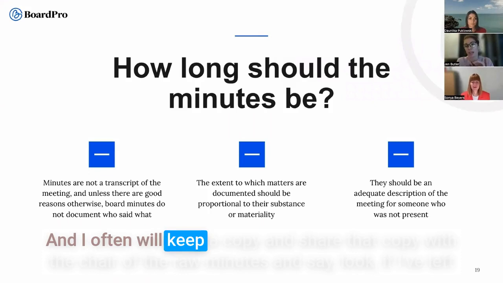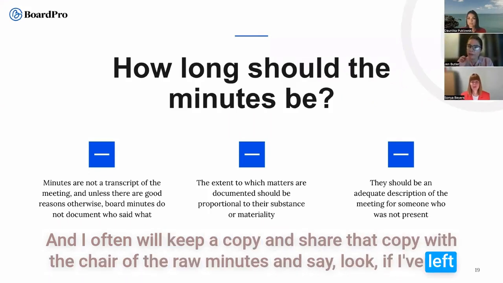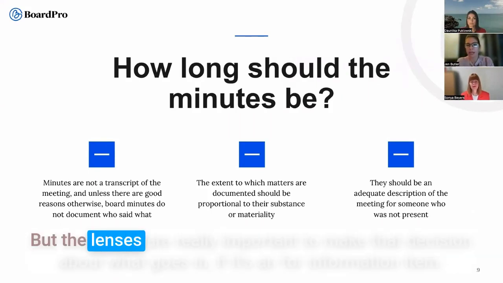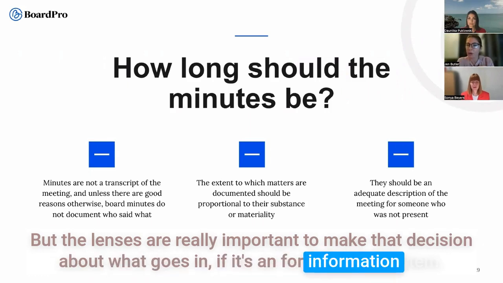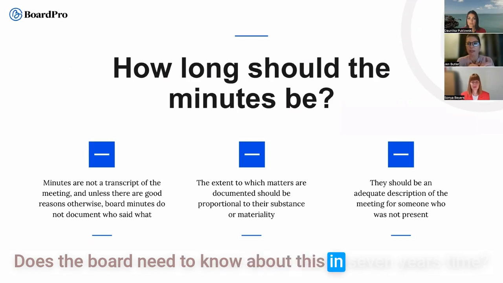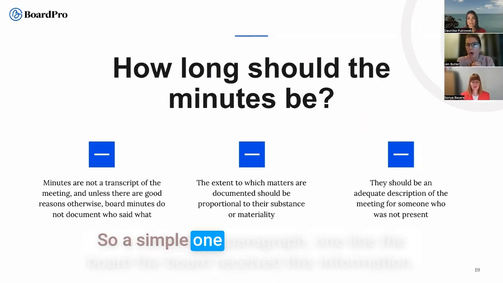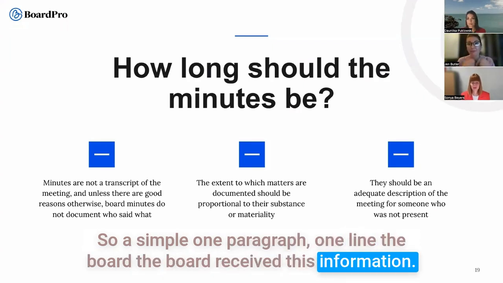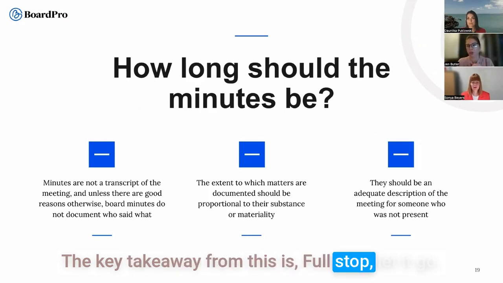And I often will keep a copy and share that copy of the raw minutes with the chair and say, look, if I've left anything out, please let me know and I'll add it back in. But the lenses are really important to make that decision about what goes in. If it's for an information item, does the board need to know about this in 7 years' time? Probably not. So a simple one paragraph, one line: the board received this information. The key takeaway from this is, full stop, let it go.